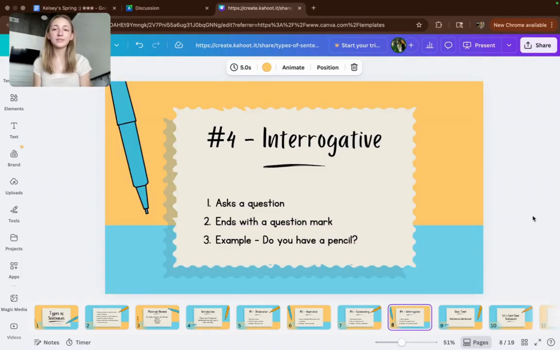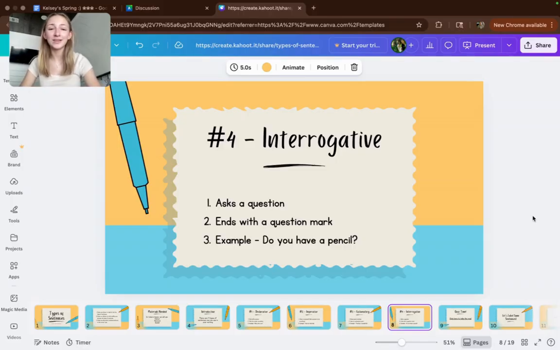And the fourth type of sentence we're looking at today is interrogative. This type of sentence asks a question and ends with a question mark. So an interrogative sentence asks a question, and an example of this kind of sentence might be, do you have a pencil? What's your favorite color? Like, it could be any question.